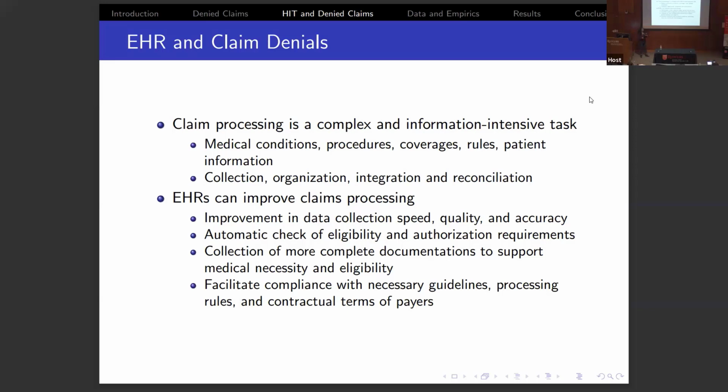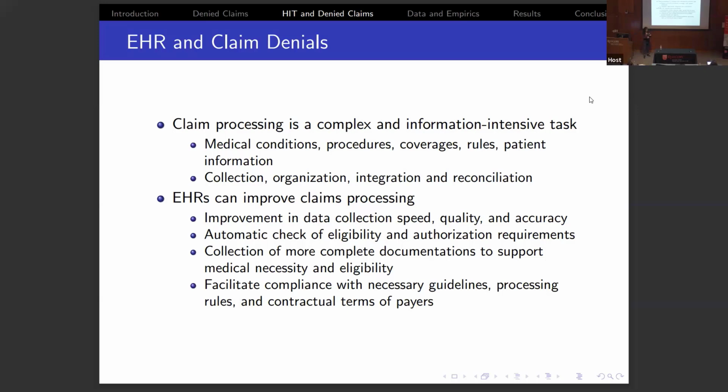So overall, we would expect electronic health records to facilitate this compliance of the complex guidelines that healthcare providers have to deal with the insurance payers. And so this part is more straightforward and obvious. So in a way, we expect this type of digitization to be helpful for organizations to collect higher quality and more complete data about patients.